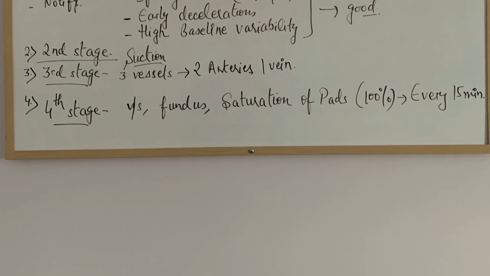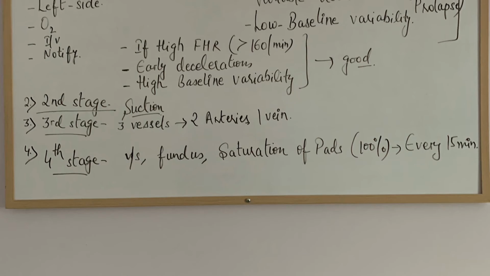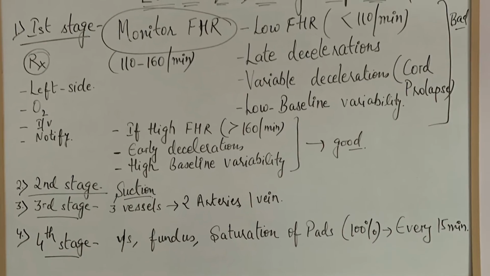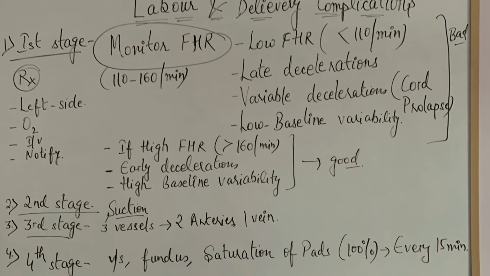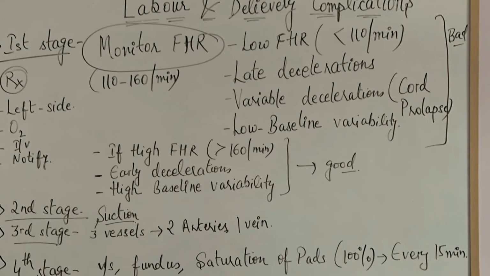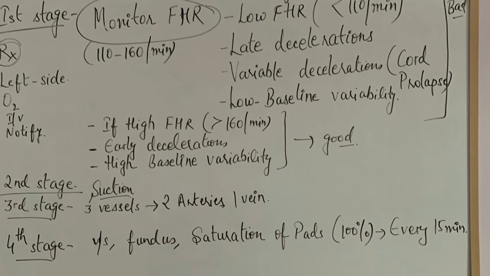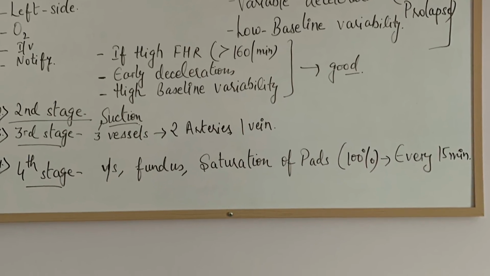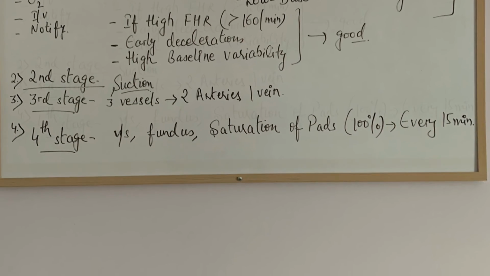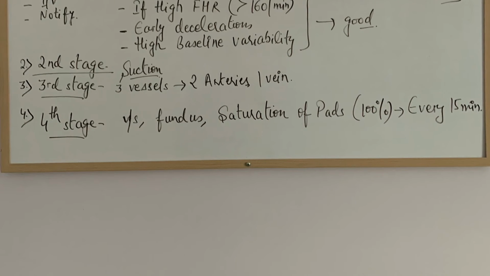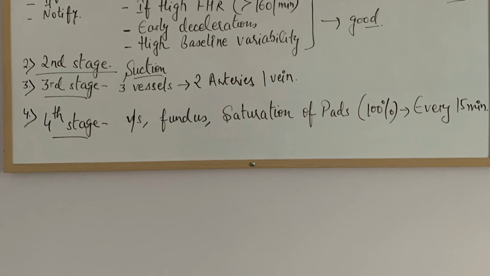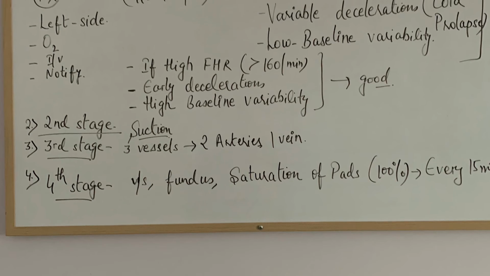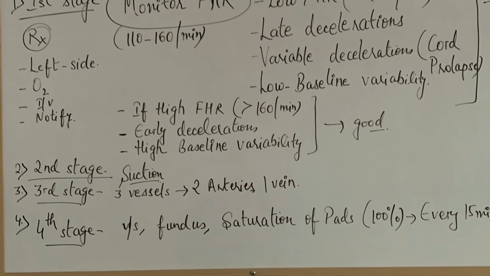And in the fourth stage, there are 4 things which are important. The very first thing is vital signs of the mother. The mother can go into shock, she can be pale, her skin can be cold and clammy. You have to check that. Then second is the fundus. We have earlier talked about the fundus, whether it's firm or not.